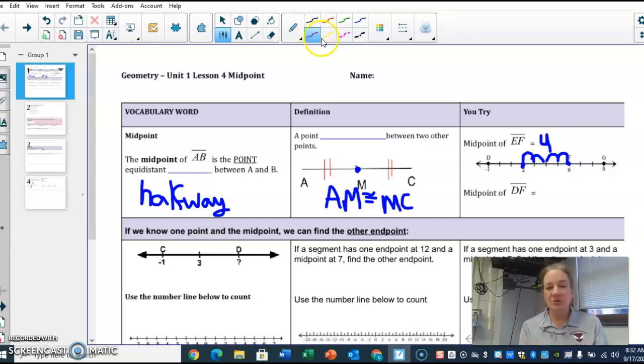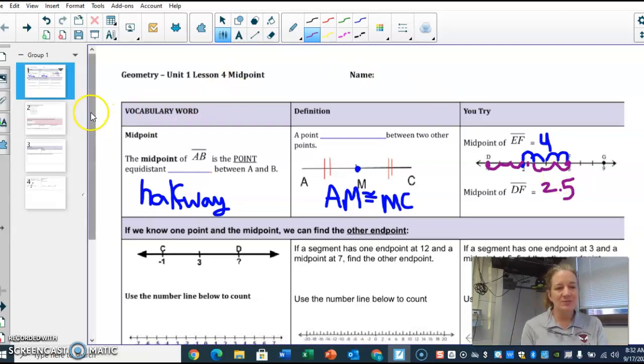If I wanted to find the midpoint of DF, I do the exact same thing. Here's D, and here's F. I'm going to go 1, 2, 3, and 1, 2, 3. So I went the same number in, but wait. I landed on 2 for the D point, and I landed on 3 for the F point. Well, what's halfway between 2 and 3? 2.5. Your midpoint can be a decimal. It can be any number as long as it's between the two endpoints.